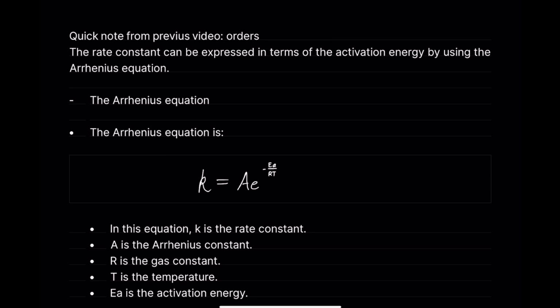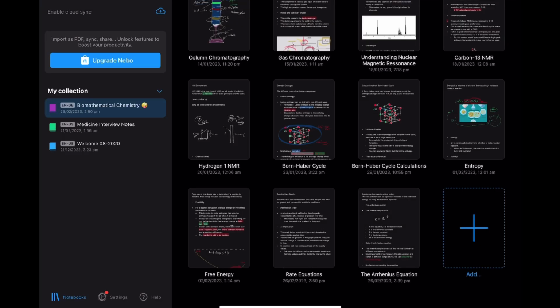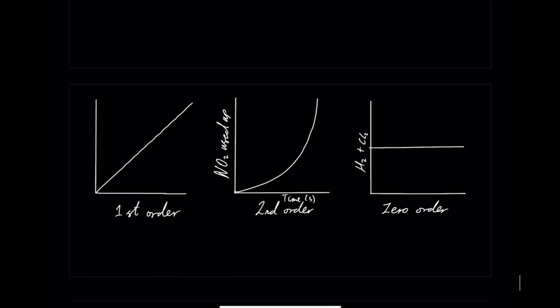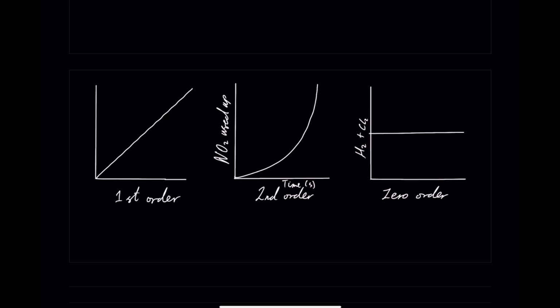But anyway, before I start that, I'm going to talk about a quick note from the previous video, and it's to do with orders. Now, I can't believe I didn't mention this, because this is such a big thing with rate equations, and that's understanding graphs that represent orders. I've already said how to calculate orders and how to do rate equations, but I didn't mention some of the graphs that are used to explain rate equations.